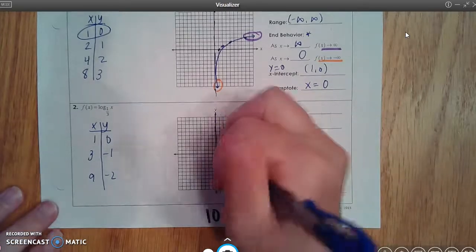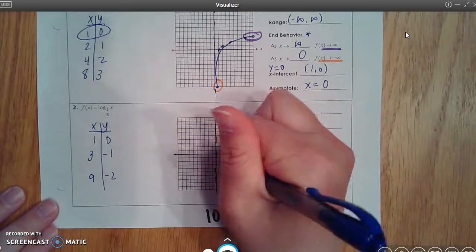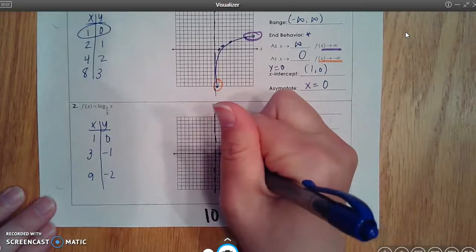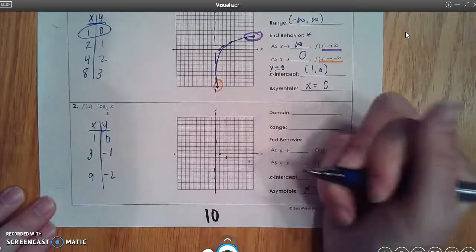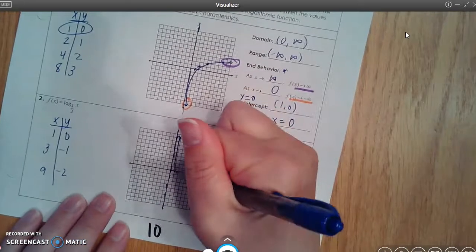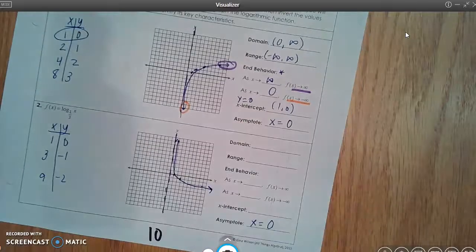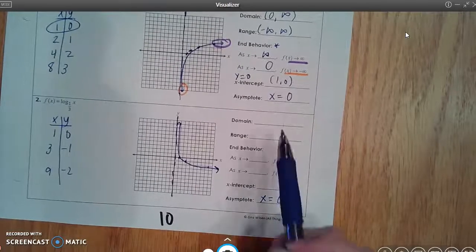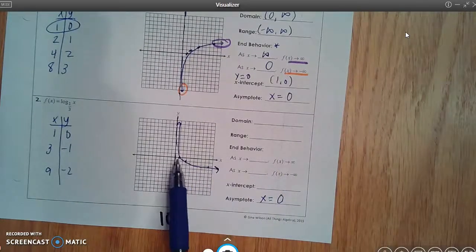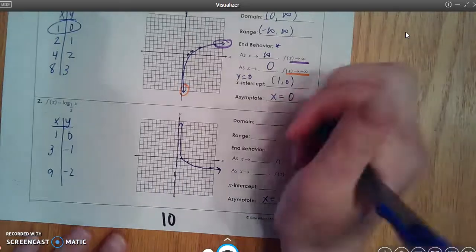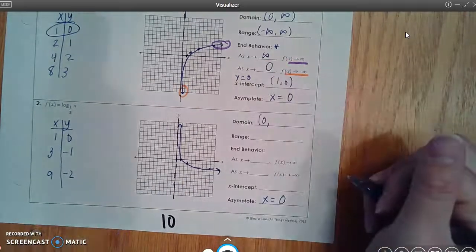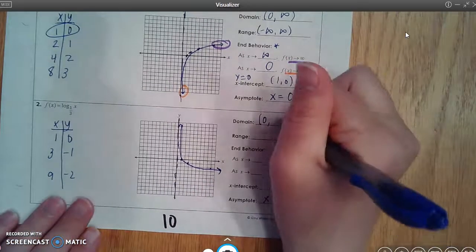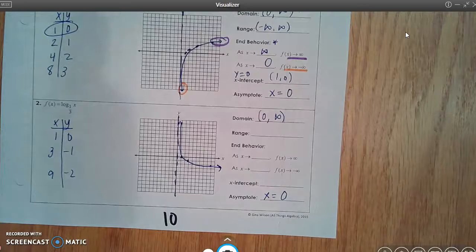Okay, so let's graph our points. We have (1, 0), (3, -1), and then (9, -2). And connect our dots. Okay, that's a little bit better this time. Okay, domain, we're talking about x values. The furthest left that I go is x is equal to 0. And then my graph is to the right forever, which is going to positive infinity.